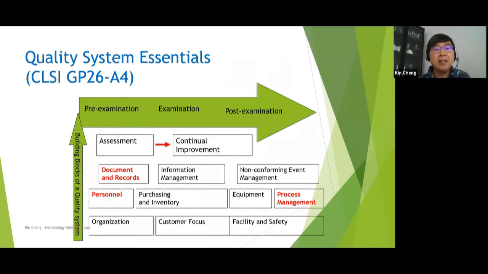So we're going to highlight basically three things. Process management, as I said, everything that you do in the lab is a process. And then we need people to do the job, that's personnel. And another thing that is very important in the lab is that because we provide information, everything you do has to be documented.